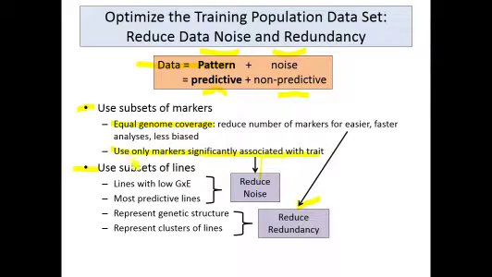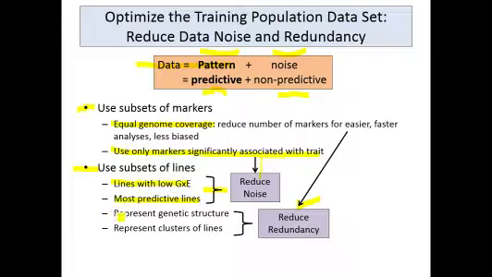You can also look at using subsets of lines. Lines with low G by E. These are lines that are the most predictive. These are lines that have more pattern to them and less noise. So if you throw out the ones that have high G by E, that's a lot of noise, throw them out, and you probably get a better prediction model.